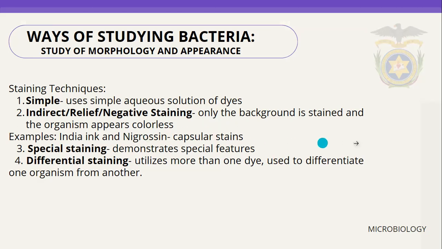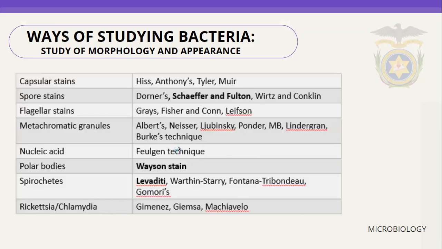So I made a table here of the special stains used inside the microbiology department. First, our capsular stains: common are Hiss, Anthony's, and Tyler and Muir. Spore stains: we have Dorner's, Schaeffer-Fulton, and Wirtz-Conklin. Flagellar stains: we have Gray, Fisher and Conn, and Leifson. Metachromatic granules: we use Albert's, Neisser, Jensen, Ponder, methylene blue, Lindegren, and Burke's technique.